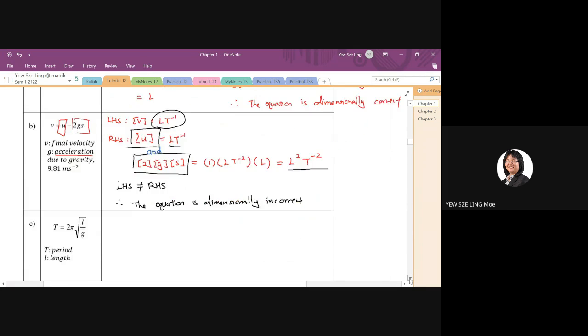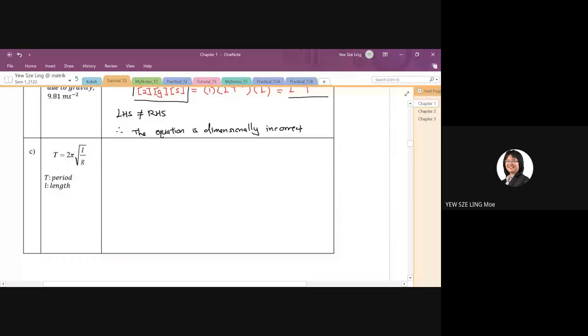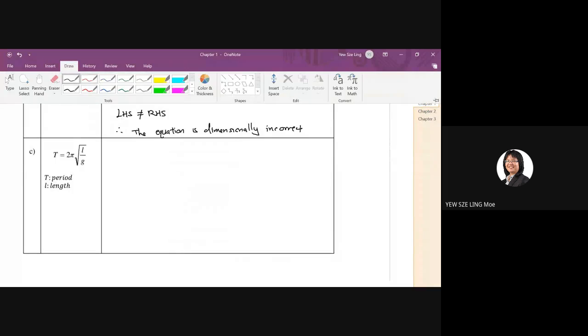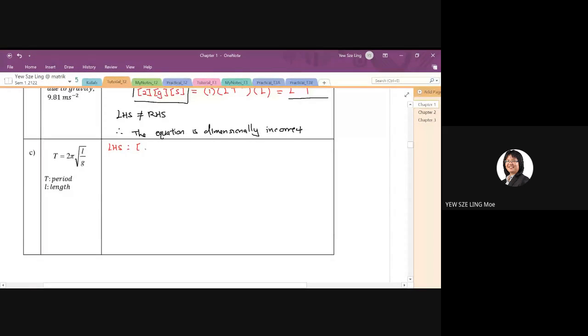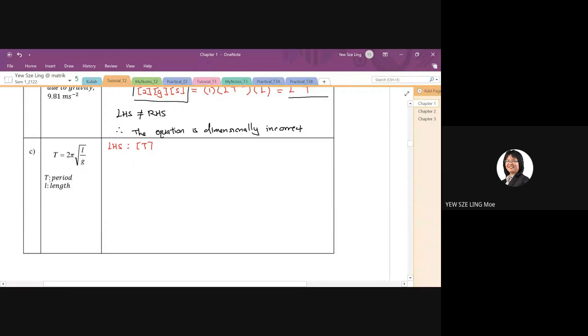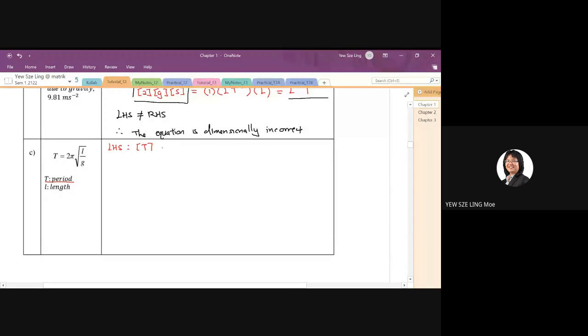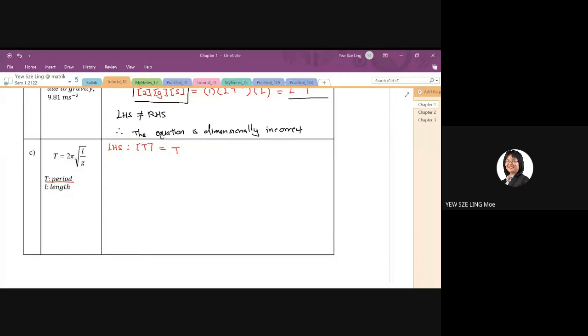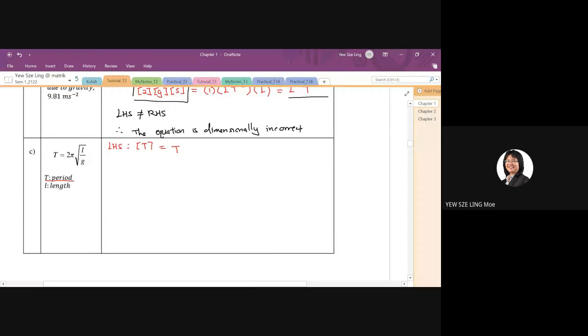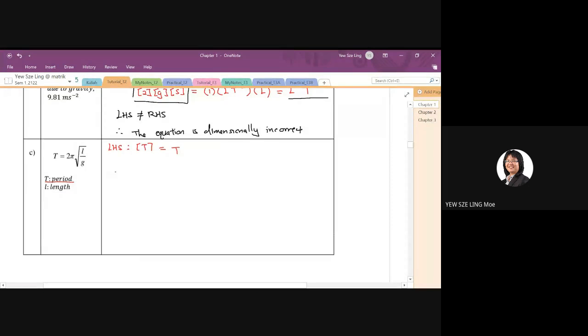So now let's look at question number 3. We have T equals 2 pi square root L over G. Left-hand side, we have T, where T is period. Period means a time. So the dimension is T. Now, how are we going to solve the one on the right-hand side then?